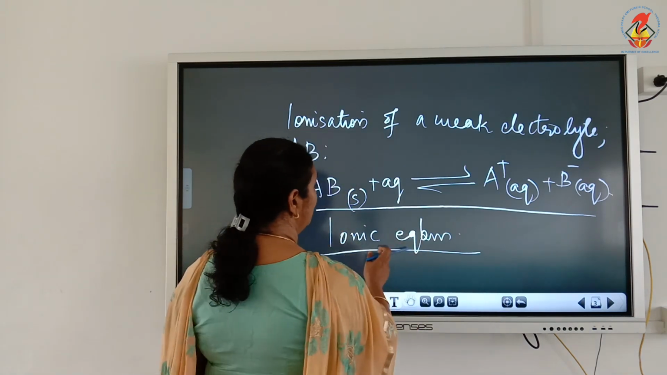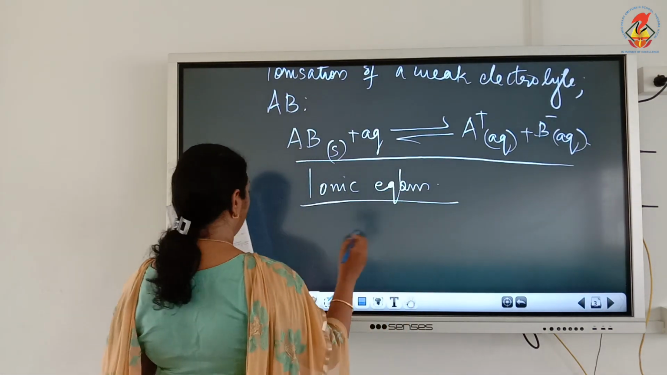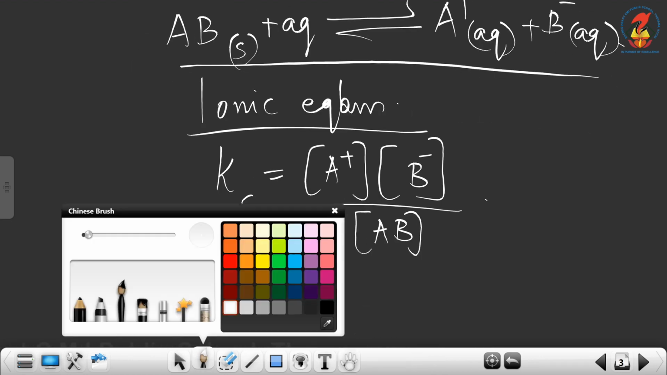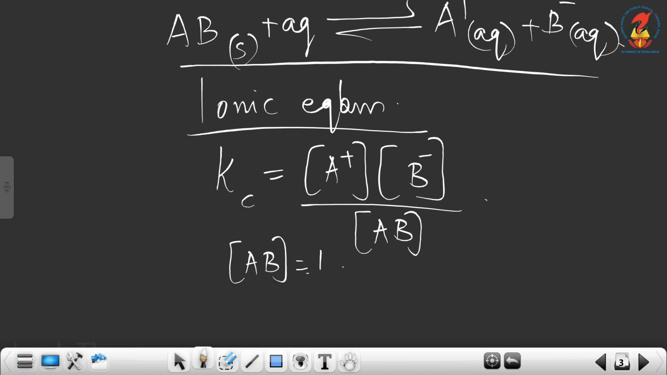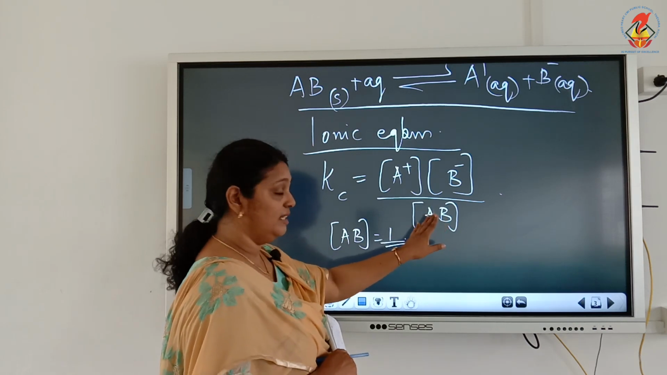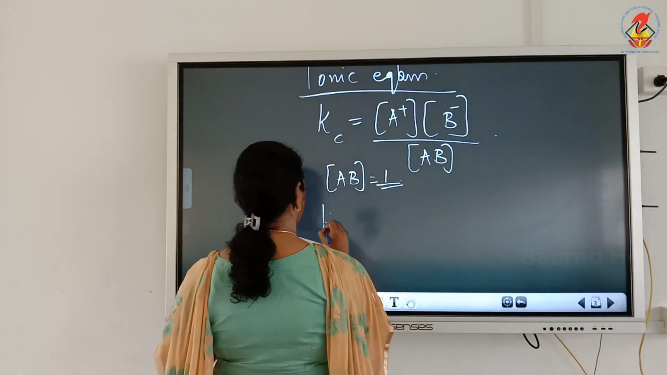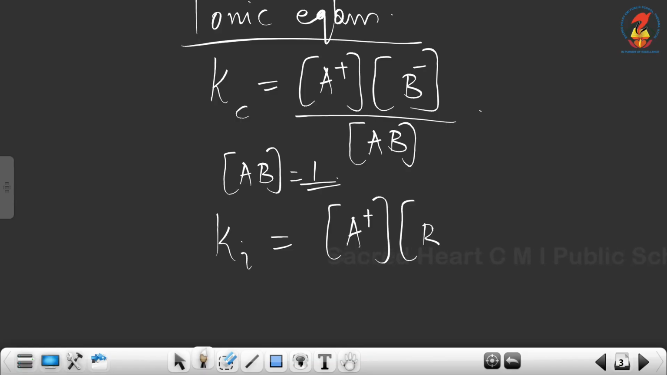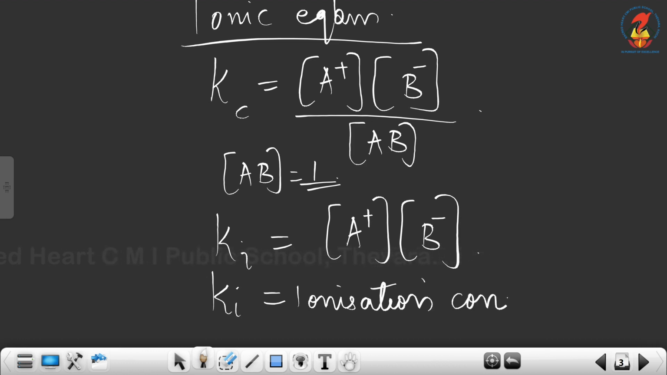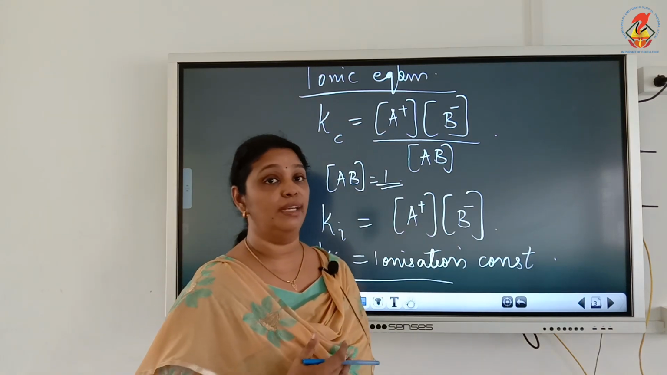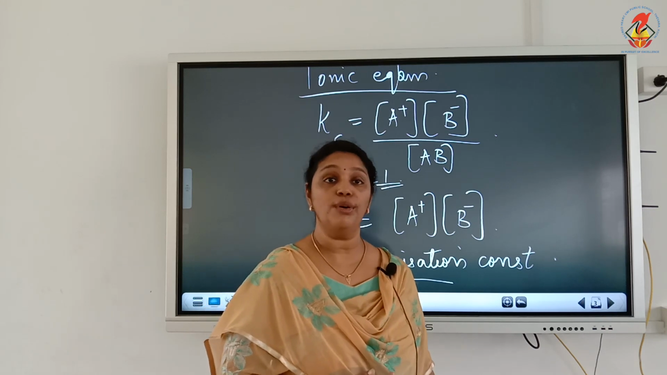Now I am going to apply the law of chemical equilibrium to this reaction. So how will we write the expression for equilibrium constant? Kc is equal to concentration of A+ into concentration of B- divided by concentration of AB. Now we know that for pure solids the concentration is taken as 1. So the concentration of AB is a constant, and into Kc it will give rise to a new constant which is denoted by Ki. So Ki will be concentration of A+ into concentration of B-, and Ki is called the ionization constant. This is possible only in case of weak electrolytes. That is the expression for ionization constant.